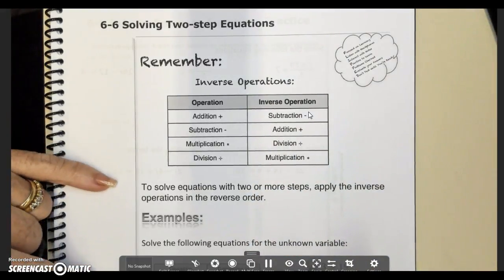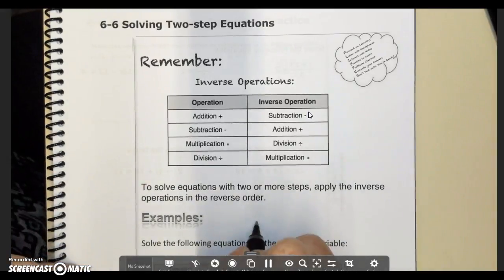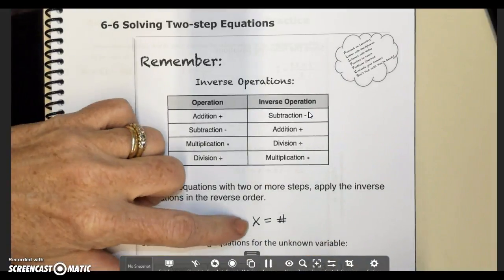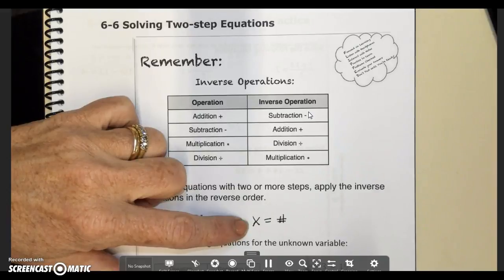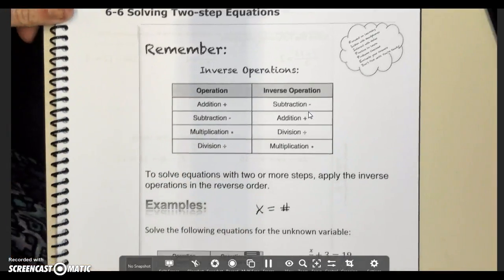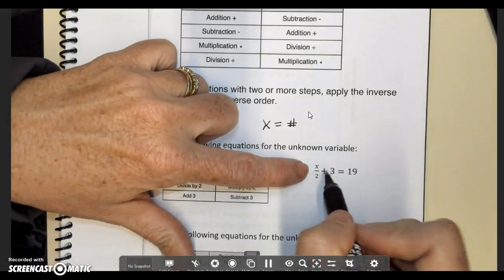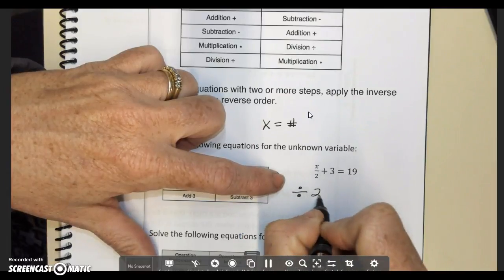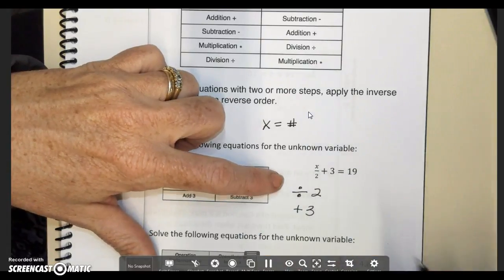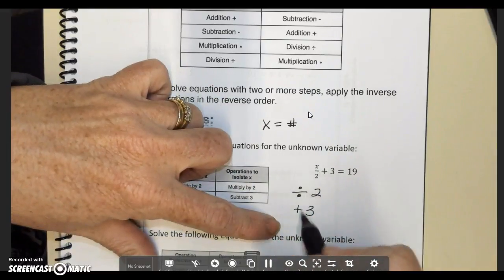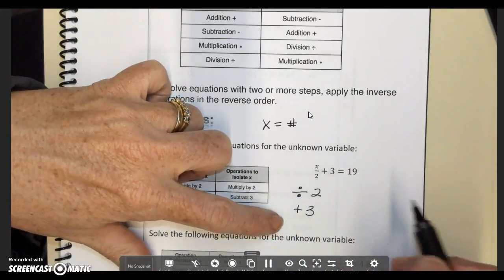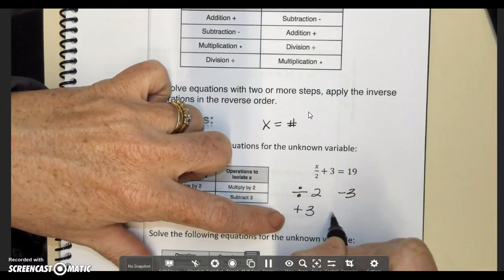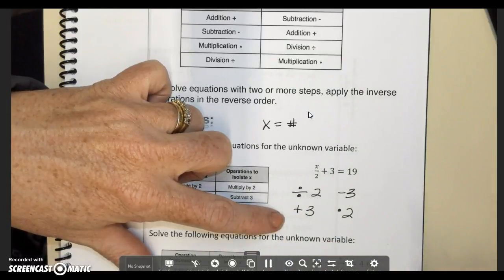So if you look at an equation, remember that the goal is you have a letter equals a number, right? That's always our goal. So when you get an equation that looks like this, something's happened to that x, and your job is to figure out what's happened and then undo that. So if we look at this problem here, x was divided by 2, and then it had 3 added to it. So when we solve this equation, we're just going to reverse those two functions and reverse the order we do it in. So the first thing we're going to do is subtract 3, because that's the opposite of adding 3, and then we're going to multiply by 2.